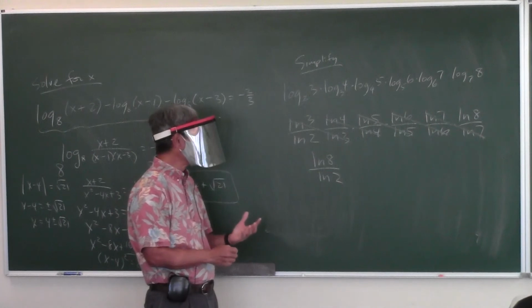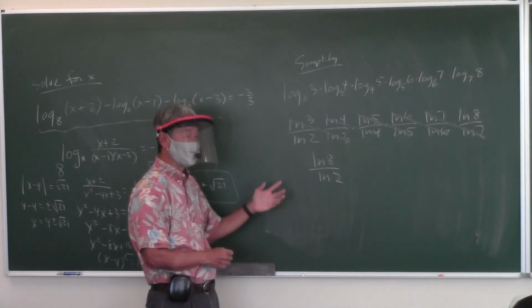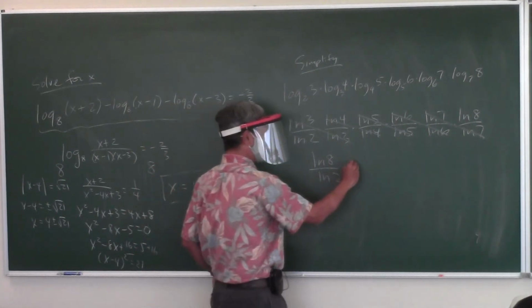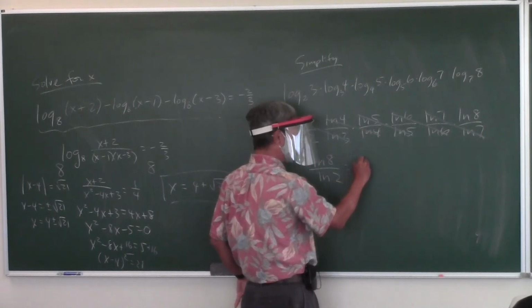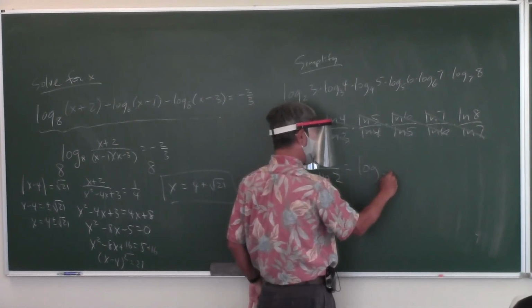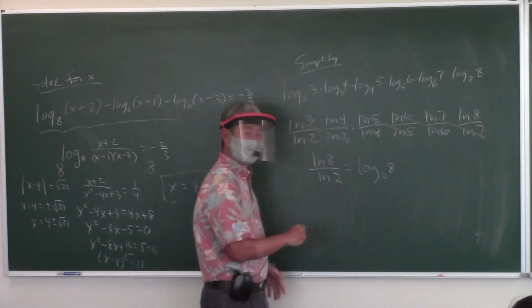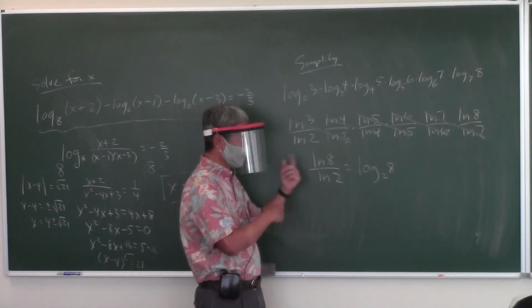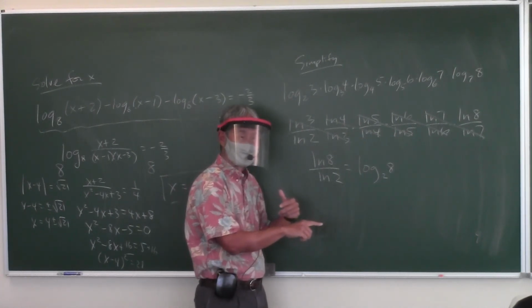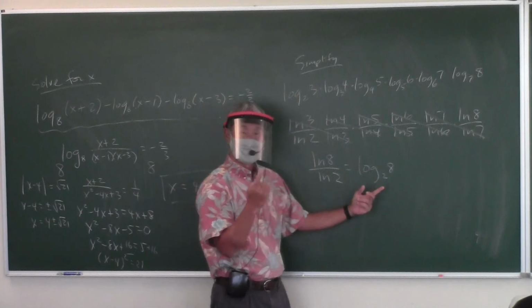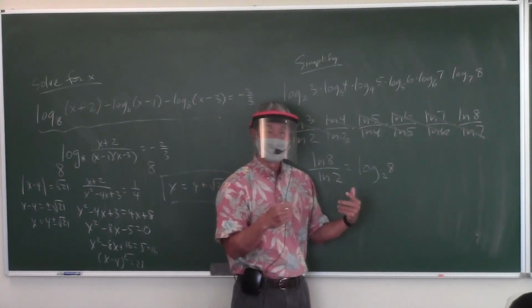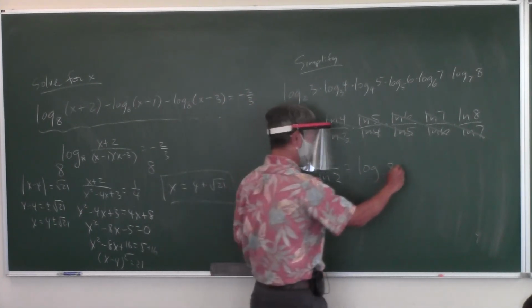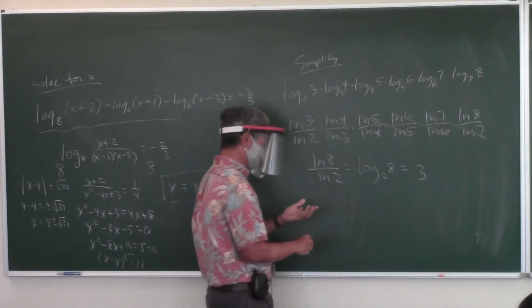So there's so many things you can do. What do you want to do? You want to change it. Isn't this the same thing as log base 2 of 8? The change of base formula going back, kind of backwards. And then 2 to the what power equals 8? 3. So that's one thing you can do.